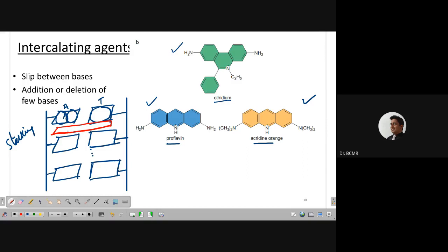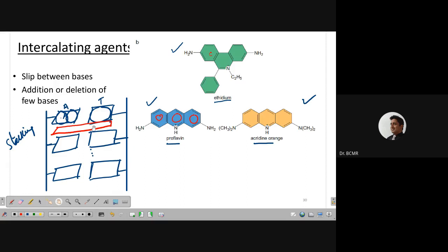They are just sliding between. It's like you have a pack of cards and you take another card and put it in between the stack of cards. It is similar to that: these intercalating agents just fit in. Why are they fitting in? Because they also have these hydrophobic ring structures, which can interact with these stacking bases, as shown here. That is called an intercalating agent. This is not a covalent bond. It's just hydrophobic interactions. You can think of it like that.